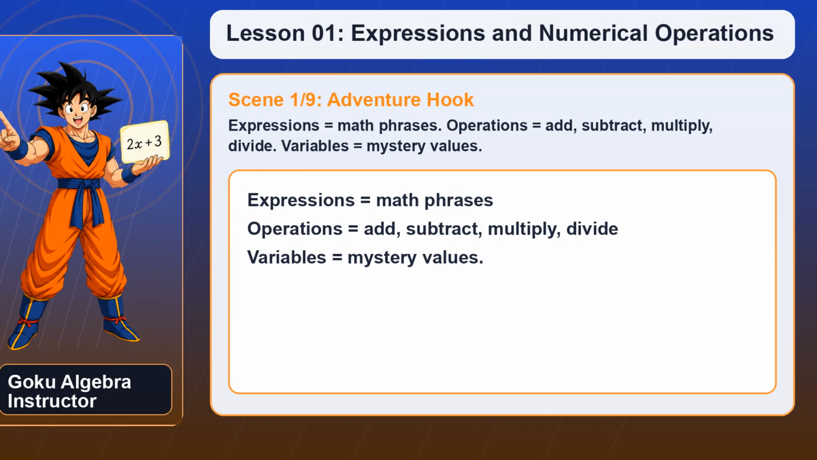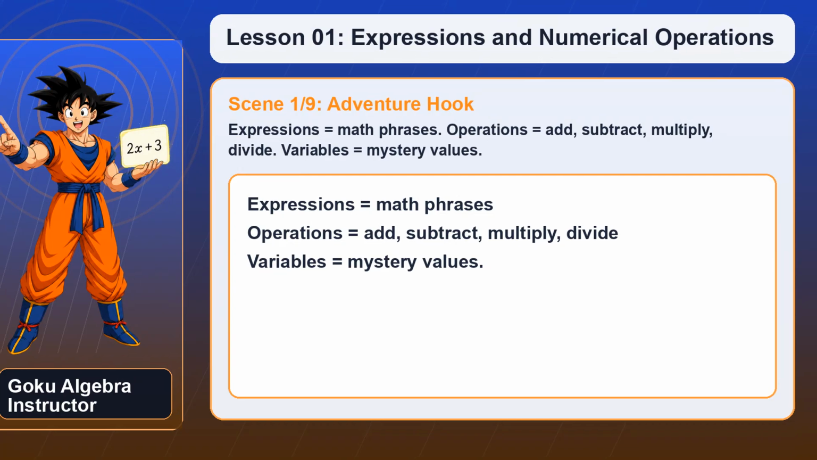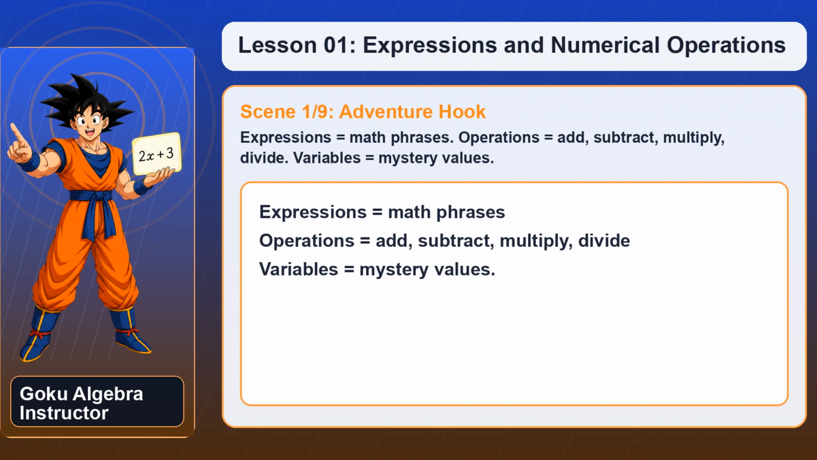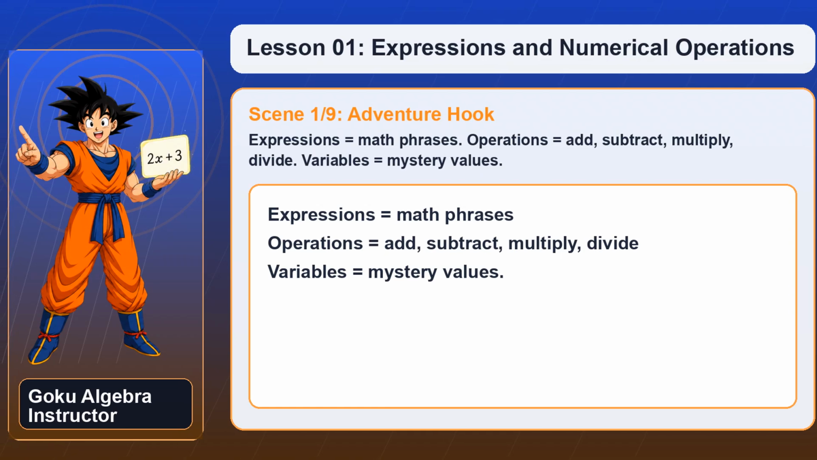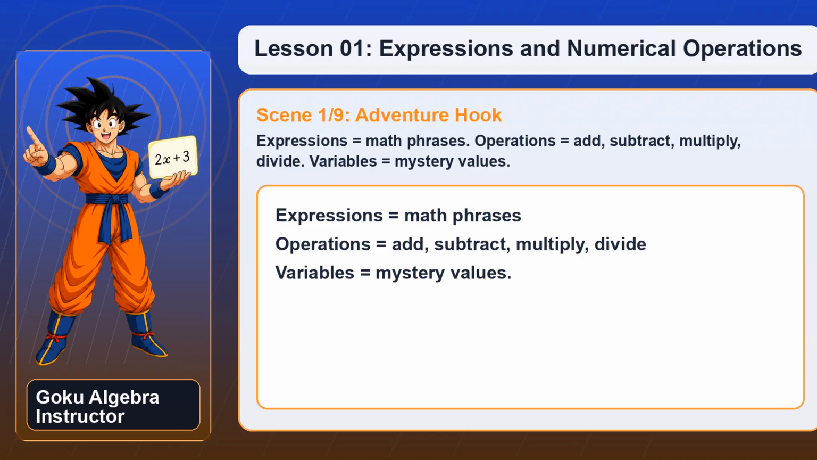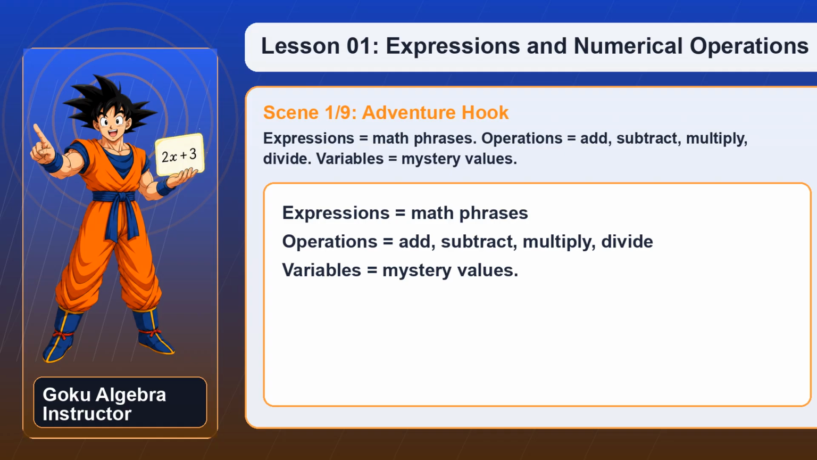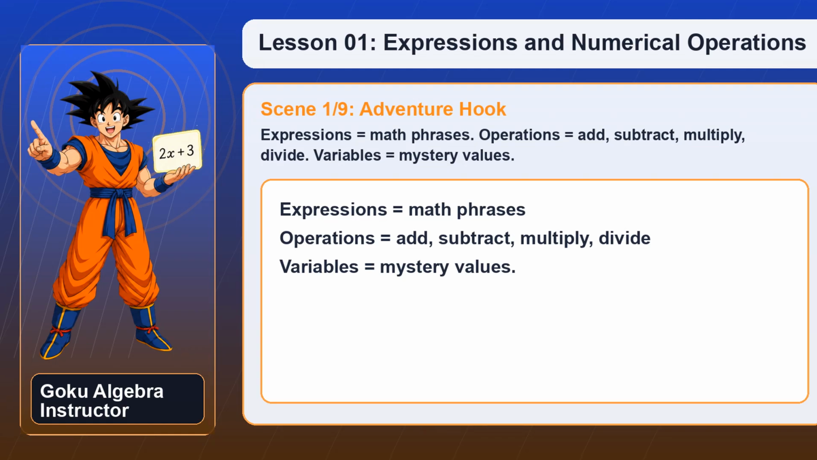By the end of this lesson, you'll understand the key ideas behind this topic and how they work together in algebra. Think of algebra like training for a tournament. Numbers are your basic moves, operations are how those moves combine, and expressions are short math recipes. Once you can read the recipe, you can understand what the math is trying to do.